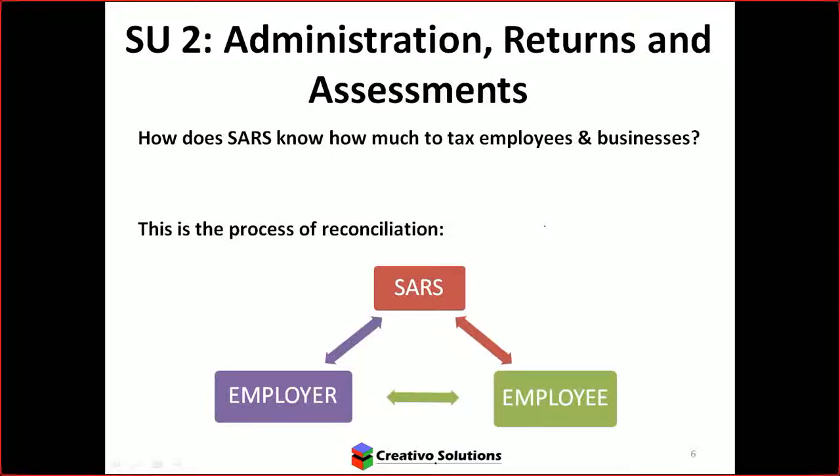Because SARS has to get communication from both sides, being the employer and the employee, in order to be able to conduct its business as well. Registration, as I said earlier, is compulsory in some instances. Some instances you don't have a choice. This is what the scenario is, and that is what you're going to have to pay, based on the rules and laws within the country.